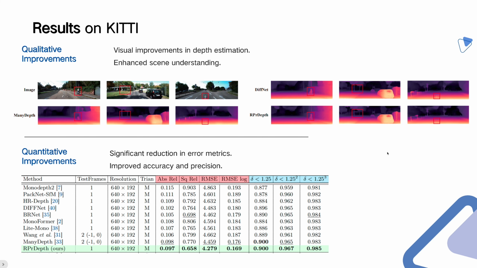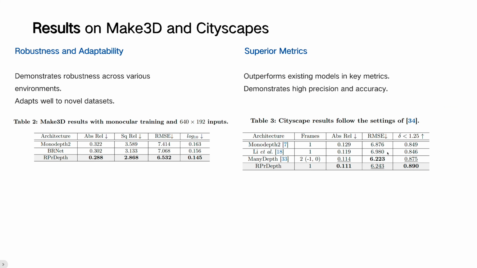We also evaluated our method on the Make3D and Cityscapes datasets. On Make3D, which is commonly used to test generalization to new environments, our method outperforms all competing methods. Similarly, on Cityscapes, our method demonstrates superior performance compared to numerous advanced models, solidifying its robustness and adaptability.